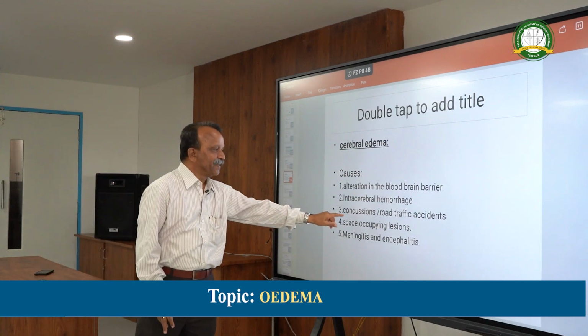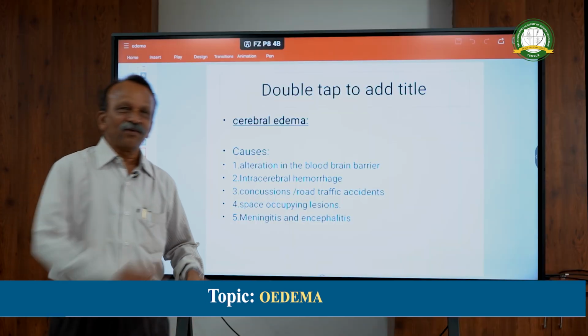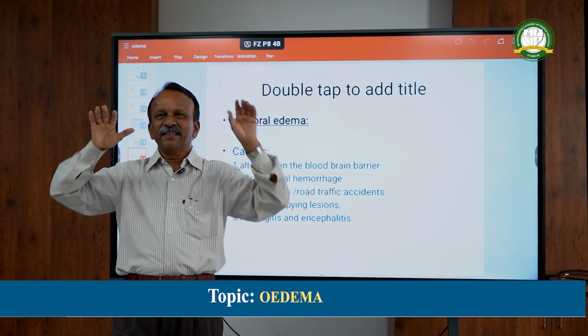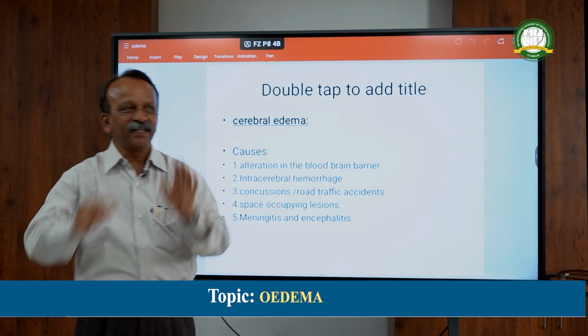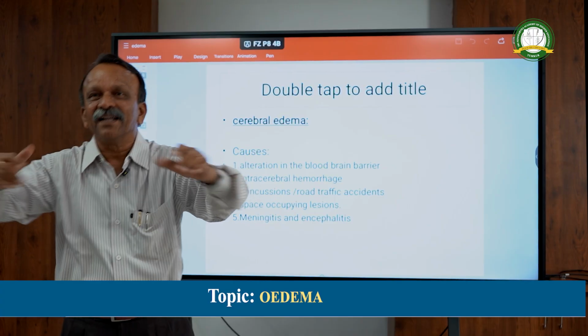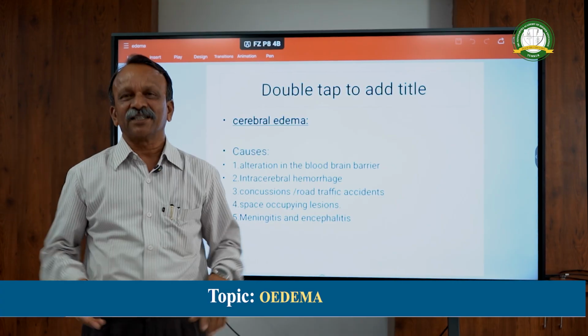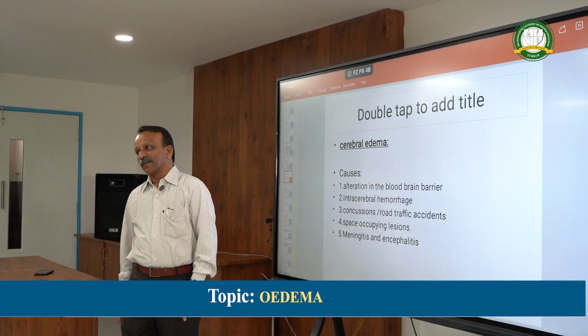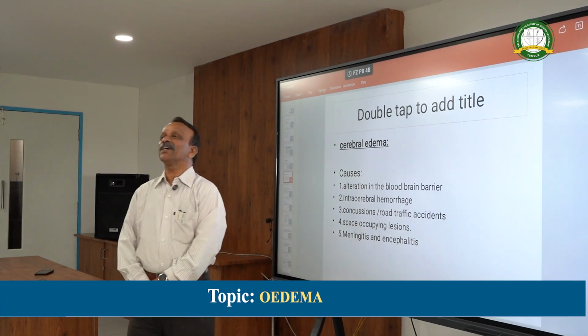That is the second one. Then concussions. Once you are traveling in the bus, suddenly the driver applies brake, then your head hits the steel rod and goes back. That is called concussion. So in that concussion also the edema can occur. And then the next one is space occupying lesions.